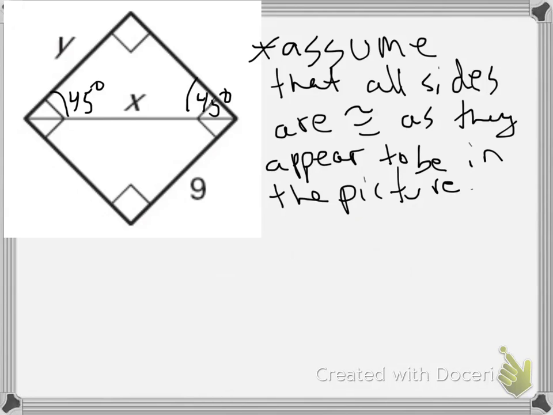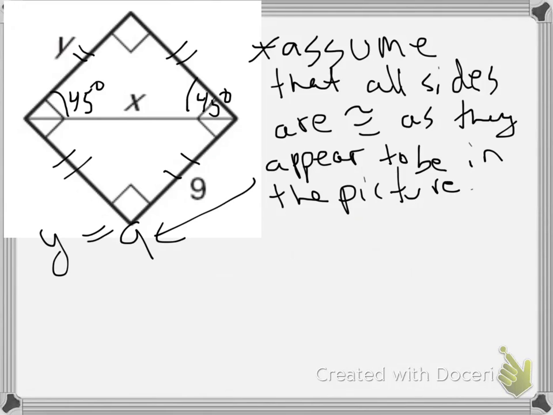So we're going to assume that this equals this equals this equals this. And remember, one of the tricks is to give you a square, and then you put the diagonal in, and you get a 45, 45, 90. Okay? So we now know y is 9 with that assumption. If we use this assumption, y is 9.